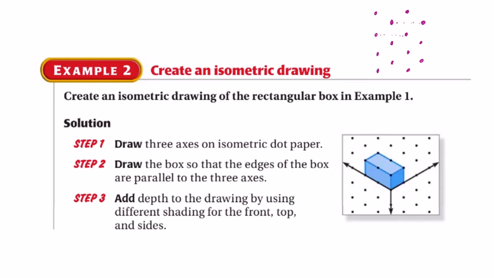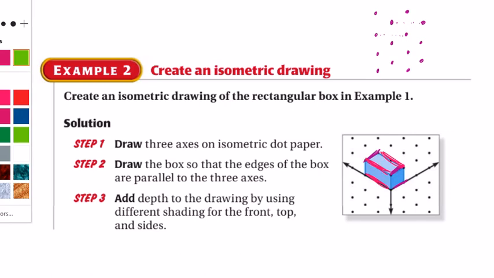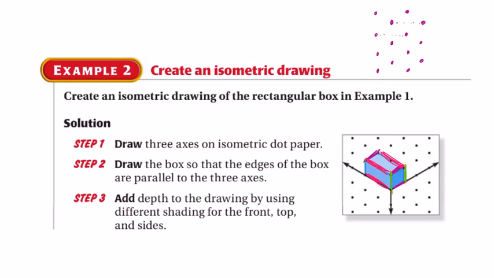Alright, so step 2, draw the box so that the edges of the box are parallel to the 3 axes. So here is an edge to the box, and it is parallel to this. The other edge that should be parallel is parallel to that axis. And then let me select a different color pen here. Let's go pink. Those edges are parallel to this axis. And then last but certainly not least, let's go green. All of those edges are parallel to that axis.